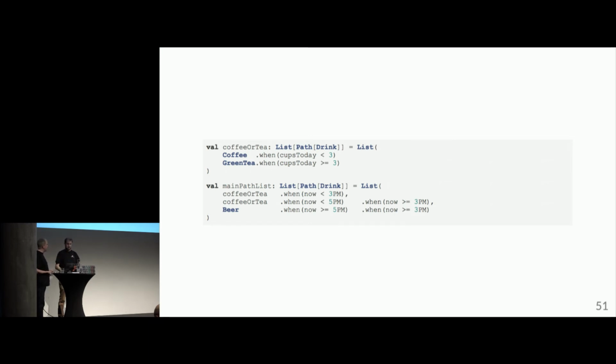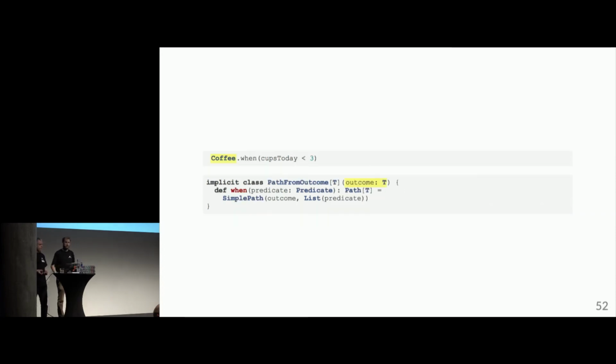Let's walk through how we're going to do this. Now, we've already seen the way to add syntax is through extension methods. We're using when in 3 different ways. So let's have a look at those. First, we're using it to initiate a path from a given outcome. So we could introduce this syntax, this implicit class that targets an arbitrary type T, and will provide a when method that takes a predicate, and it will simply build a simple path that captures the outcome value and the predicate.